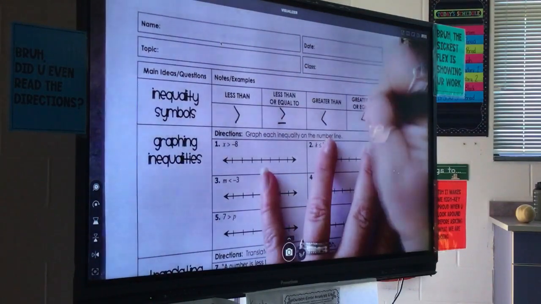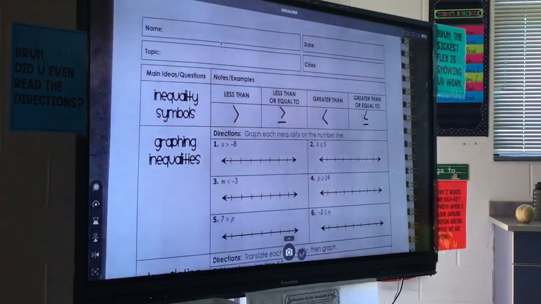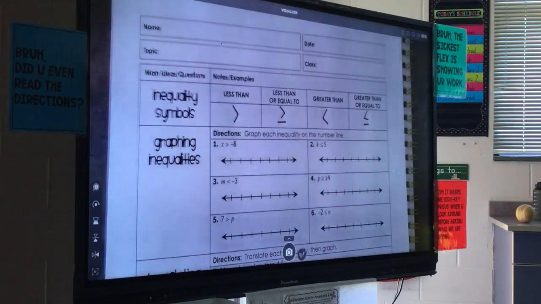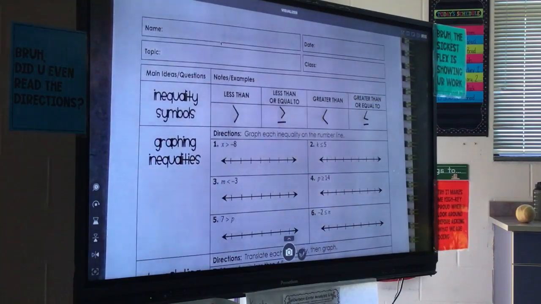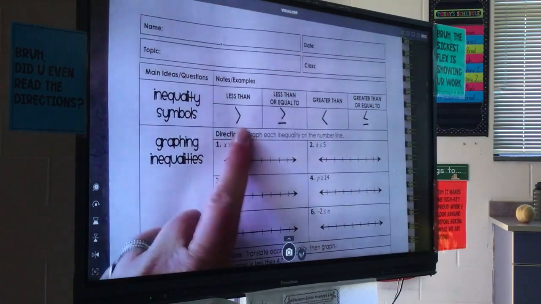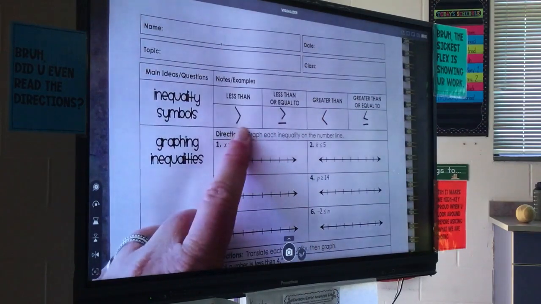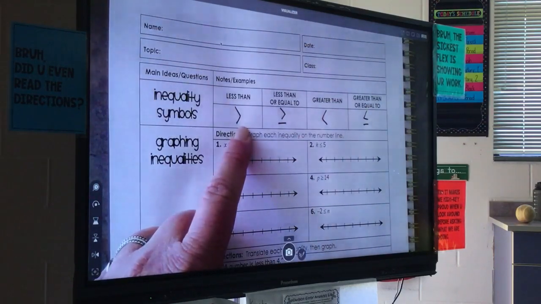Okay. Now, you are going to have to graph your inequalities on your test as well as today. So, what circle goes with less than and greater than? Is it an open circle or a closed circle? Yes, look back in your notebook. That's why you have one. There are notes. We took these notes.